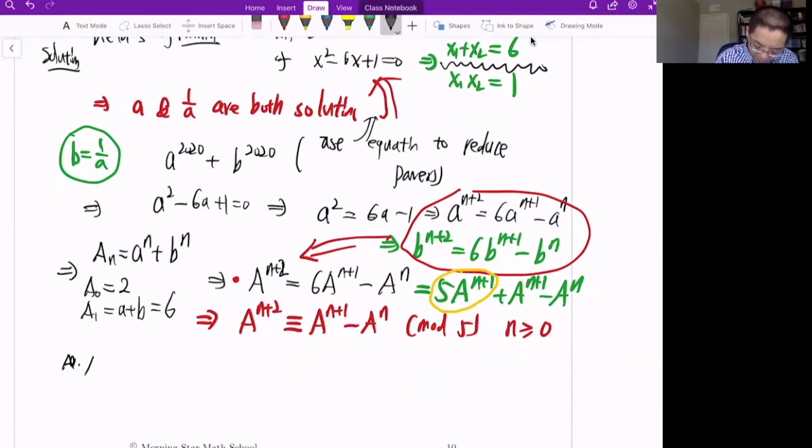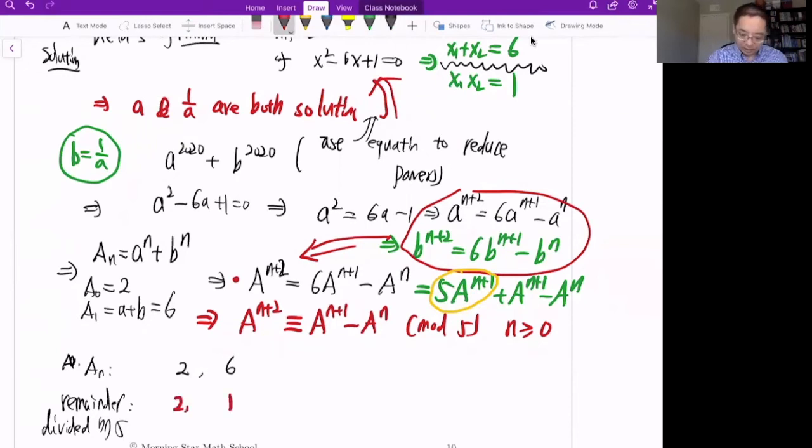The first one is a_n, and here is the remainder, divided by 5. The first one is 2, and the second one is 6, so this is a0, a1. In terms of remainder, this is 2, and the remainder of the next is 1. Then we can just keep going.